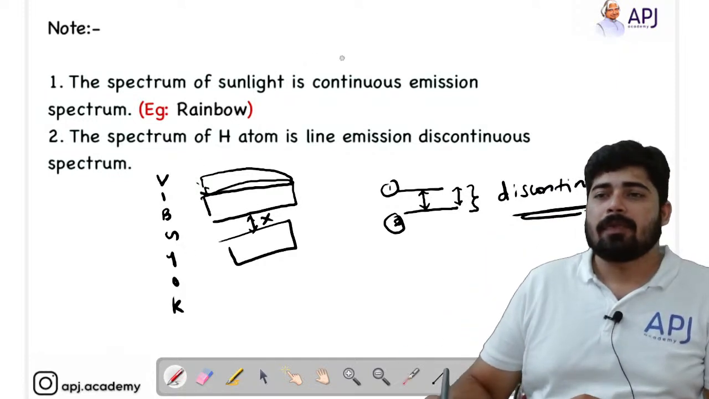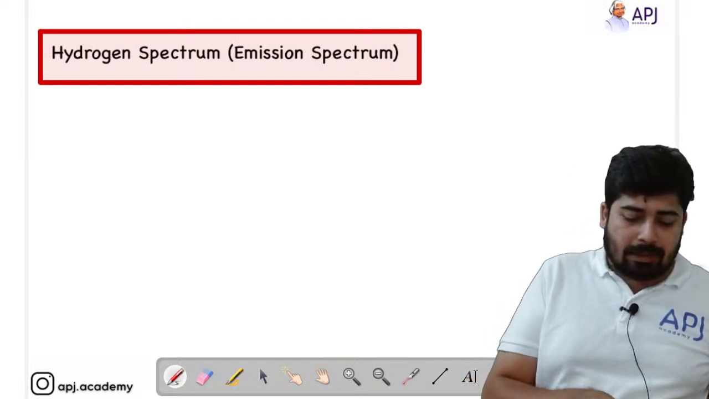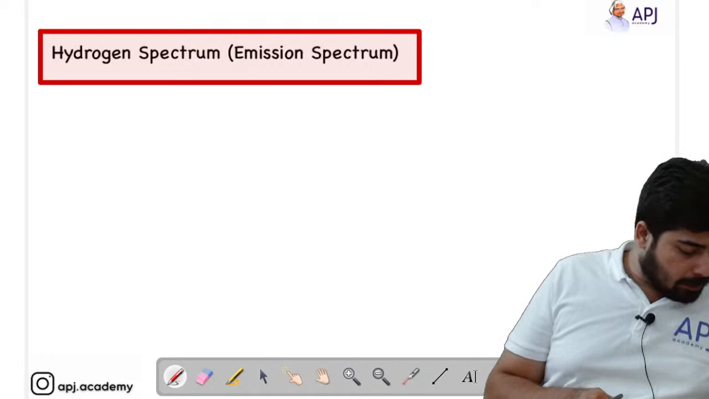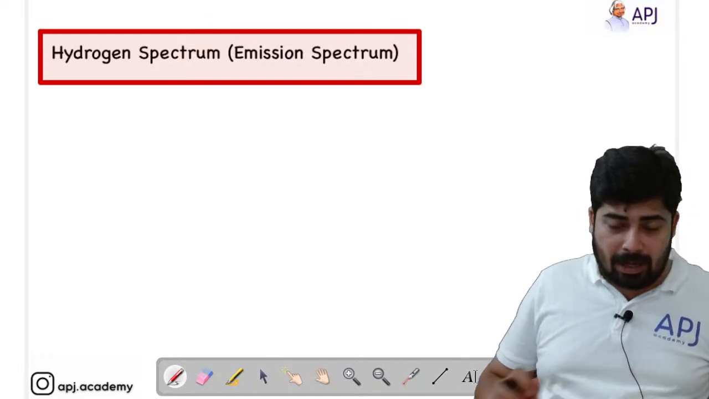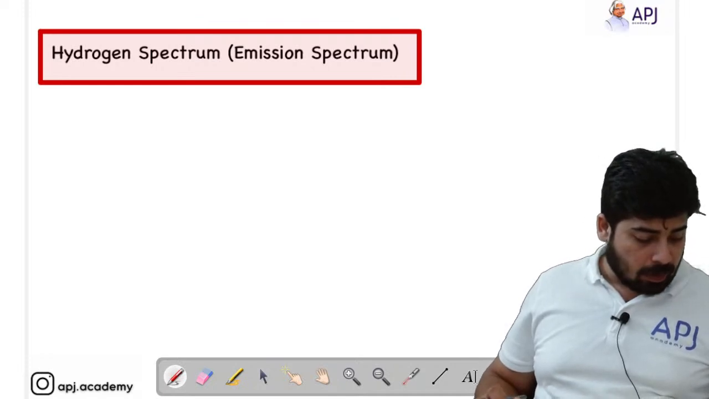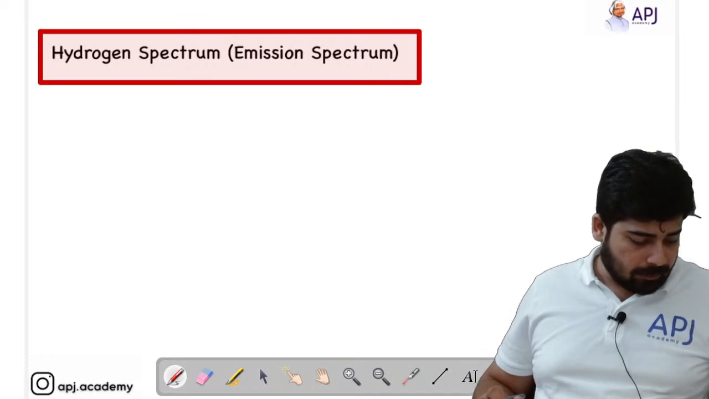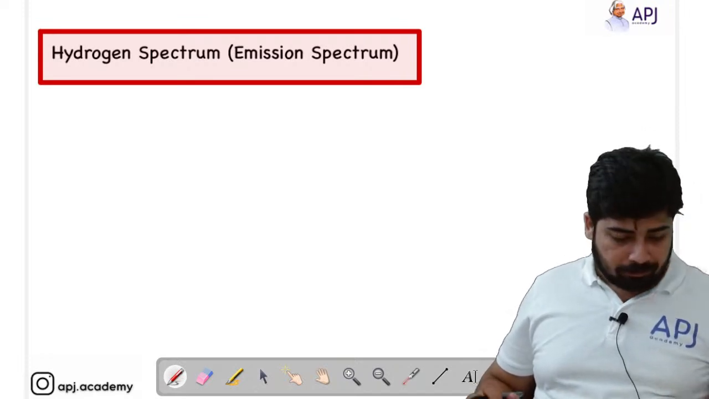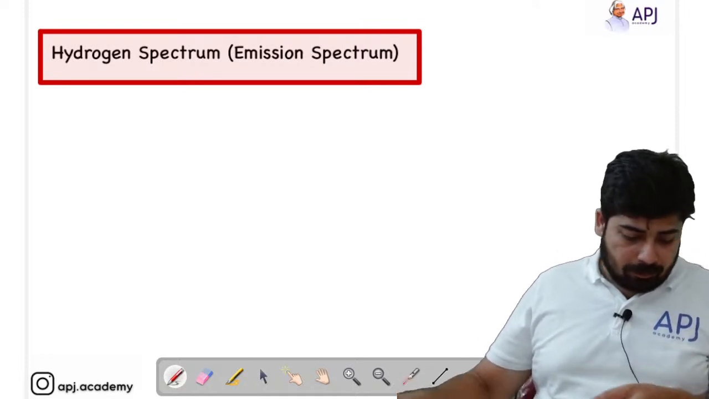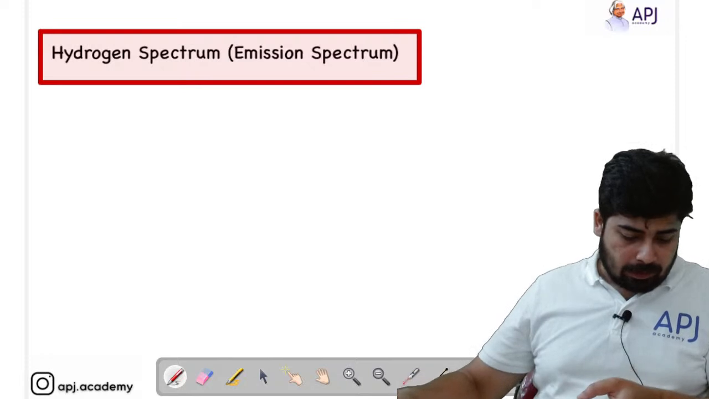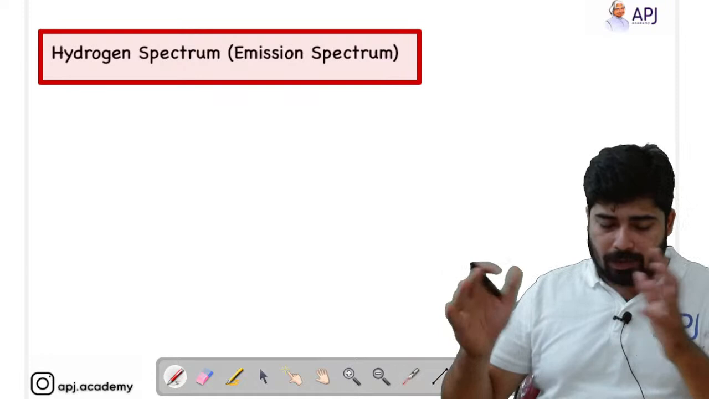Yes, okay. Now we'll move on to the next one. Now let's learn what hydrogen spectrum is. We are going to discuss the emission spectrum. If you have any doubt till here, you can just ask me in the comment section. Okay, now let's see. In the case of hydrogen spectrum, before going into that, we have already covered the sunlight and all.